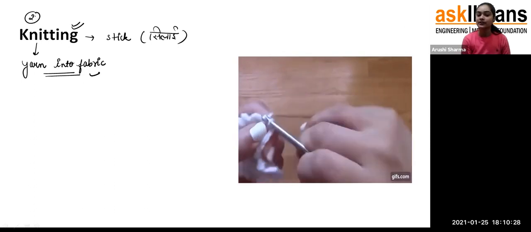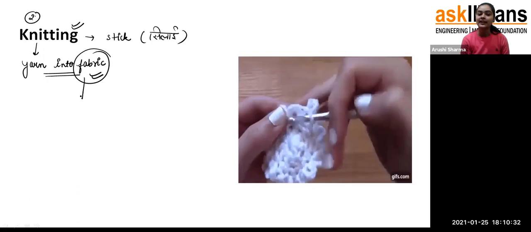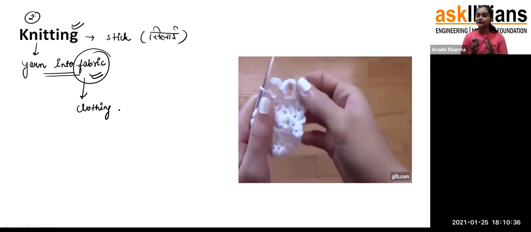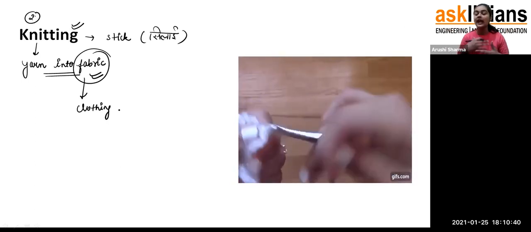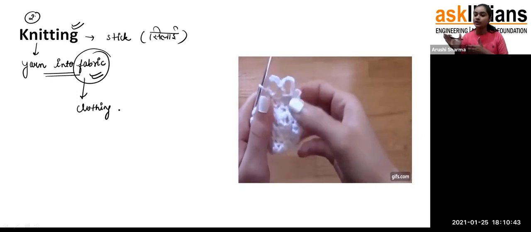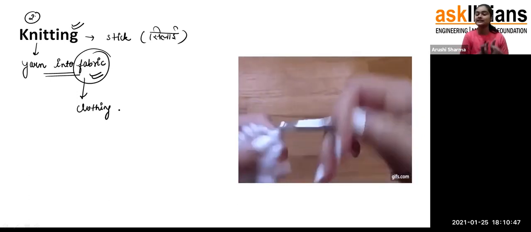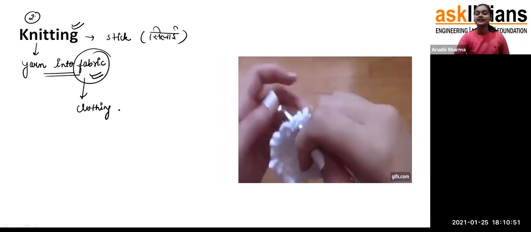Now we have converted the fiber into fabric. Now this fabric can be used for clothing purposes. First of all you can convert it into large pieces, into rolls, and then you can cut them into small pieces and stitch the cloth in whatever design you want. So that's the cotton production. Fine students, so one is the knitting process, one is the weaving process.